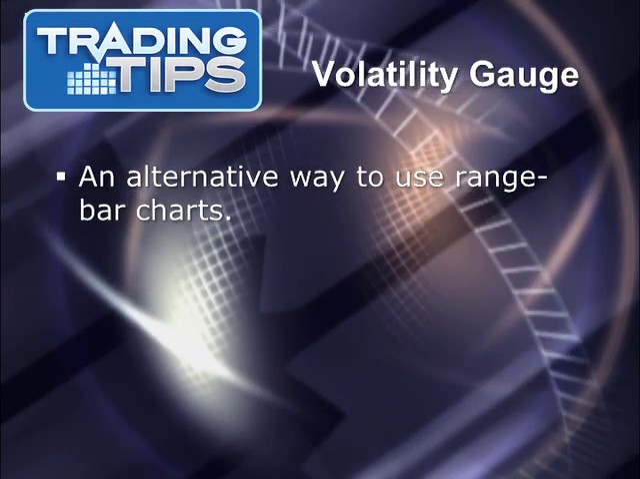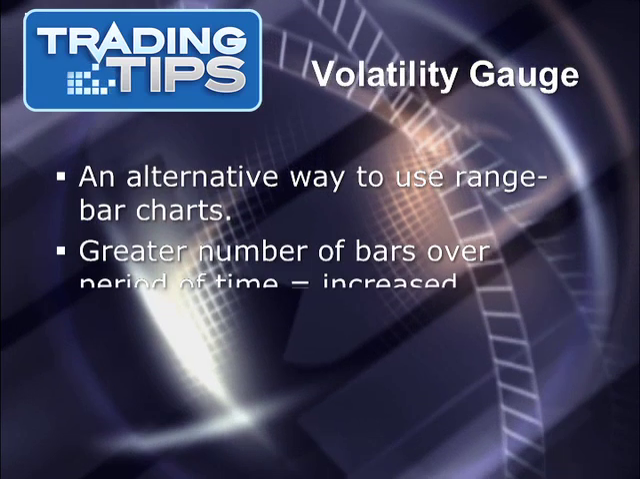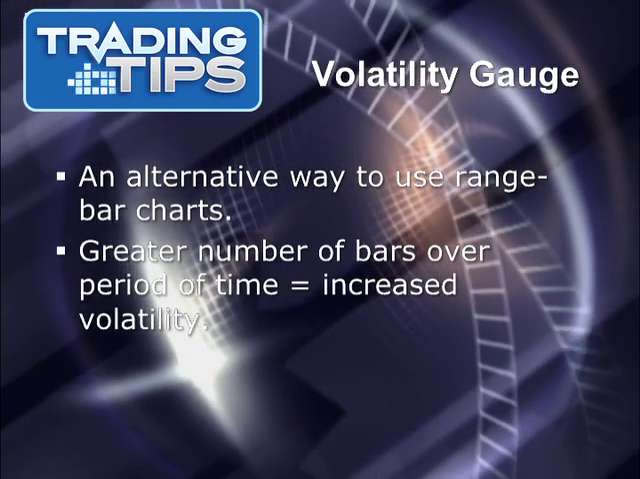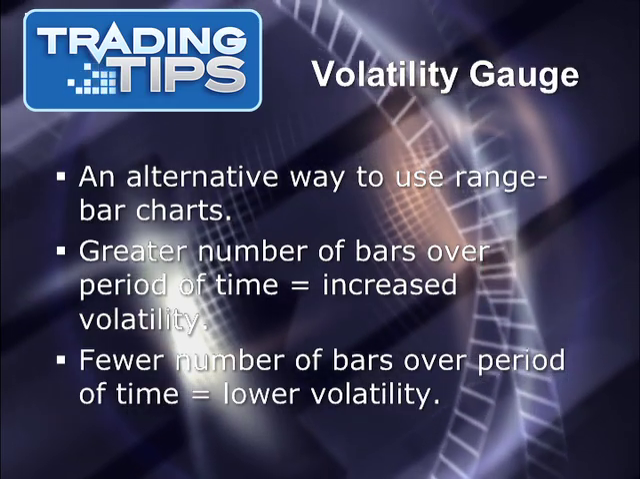Another way to use range bar charts is as a simple measure of volatility. Instead of looking for patterns, the number of bars itself can be an indicator. More bars equals greater volatility, fewer bars equals less volatility.